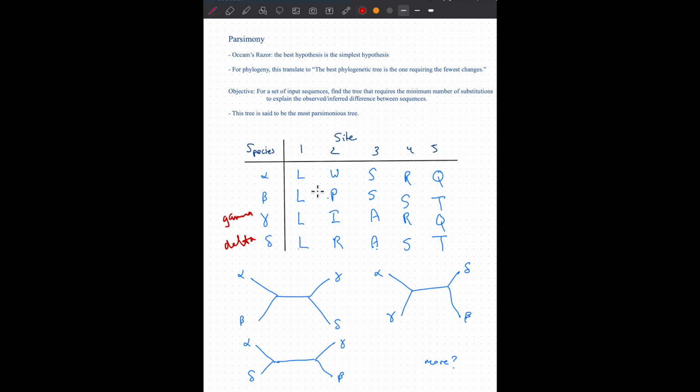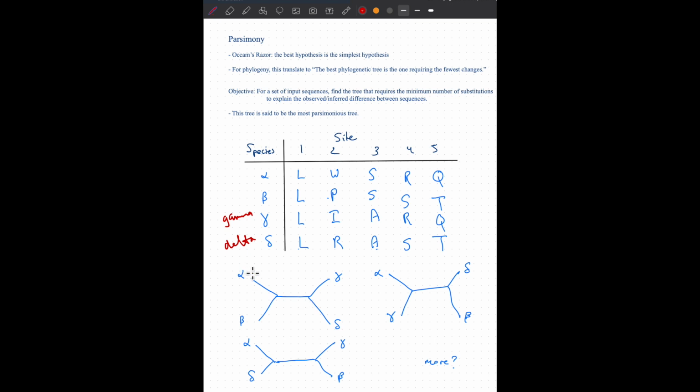We would assume that these 4 proteins are orthologs from the 4 different species. Our goal is to find the tree that requires the minimum number of substitutions to explain the observed or inferred differences between sequences. That tree, which requires the minimum number of substitutions, is the most parsimonious. Okay, so that's a bit wordy. So let's look at this here.